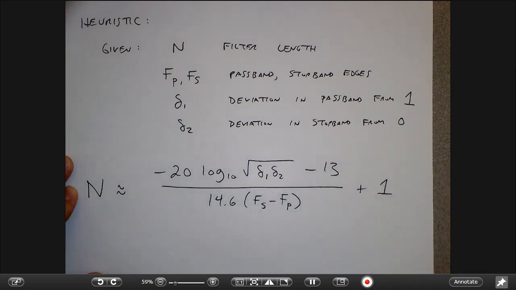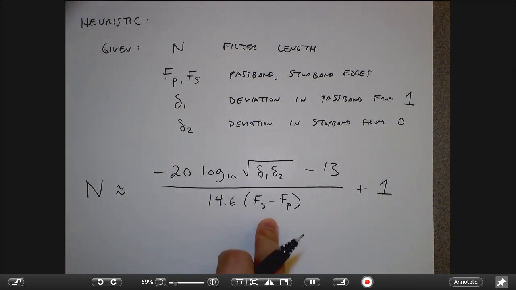Plus 1. Okay. So let's think about what this means. As I bring the passband and the stopband closer together, this number is getting smaller. That means the n that I need gets bigger. That's like saying that if I want the transition between the passband and the stopband to be really steep, I need a larger n.